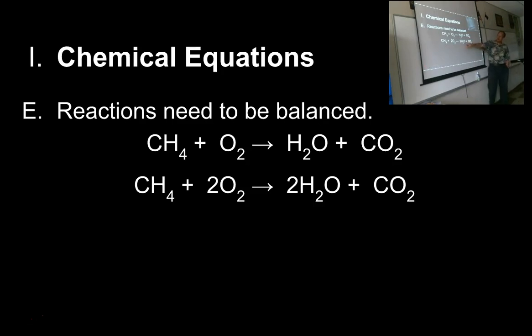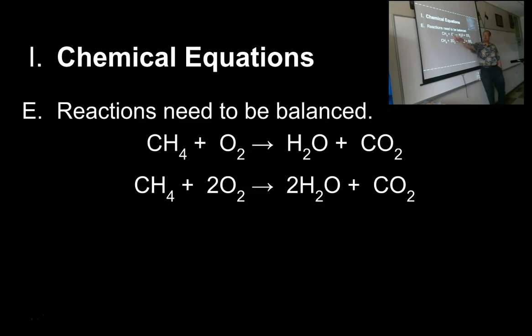So if I put a 2 in front of the water molecule here, then what I've said is that this reaction of methane produces not one molecule of water, but it actually makes 2 molecules of water. And that 2 in front multiplies everything that follows it. So I have here 4 hydrogens, and here I have 4 hydrogens. Here I have 1 carbon, here I have 1 carbon. So the methane is balanced, okay?